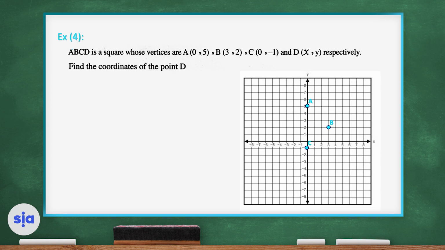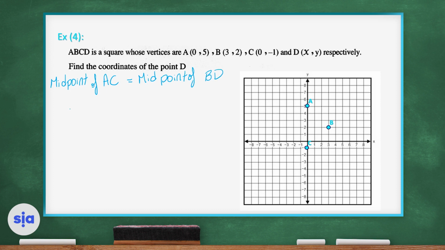For sure, in a square, you know that the two diagonals bisect each other and they meet in the midpoint of each of them. So the midpoint of AC is the same as the midpoint of BD. And here we're going to write that the midpoint of AC is the same as the midpoint of BD.